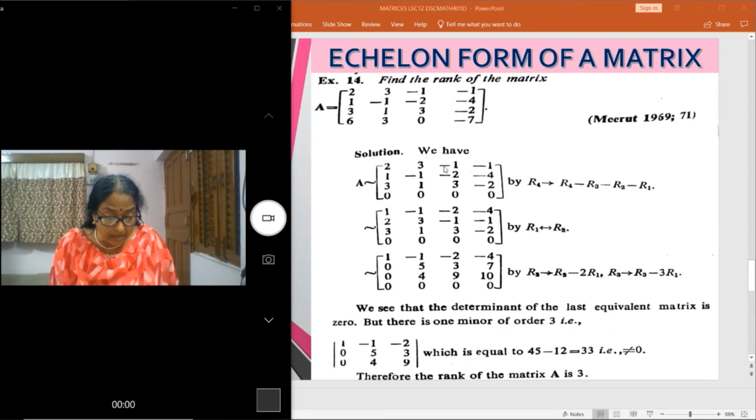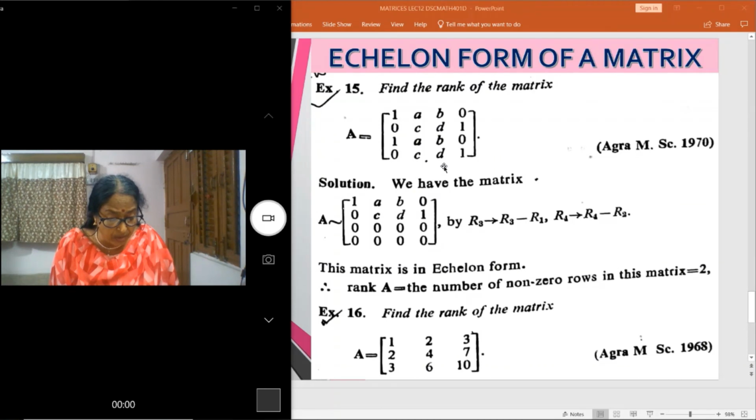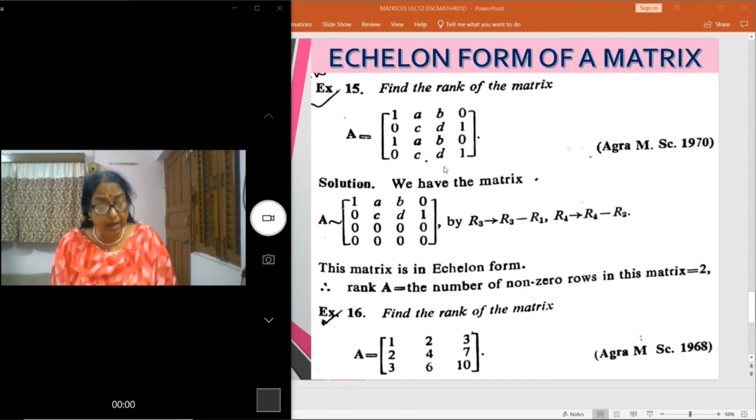So take any one of them, and if it is not equal to 0, the rank of this is equal to 3. Similarly, in example 15 given, here the first row and third row are identical, and the second row and fourth row are identical. So giving only row transformation, we see that two rows become 0. So its rank would be less than 3. So you have to check by taking 2 cross 2 matrices, and we see that its determinant is not equal to 0. Hence, this is a matrix of rank 2.